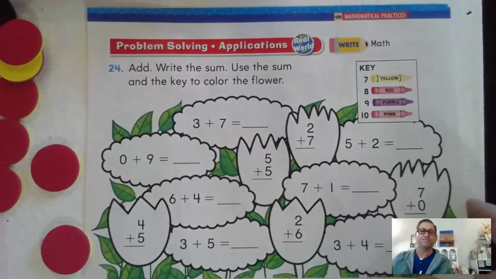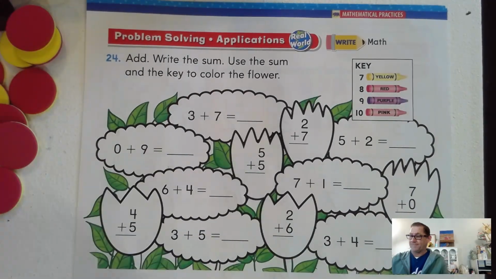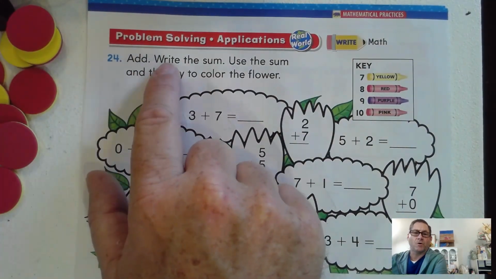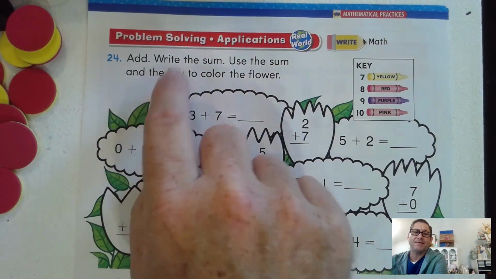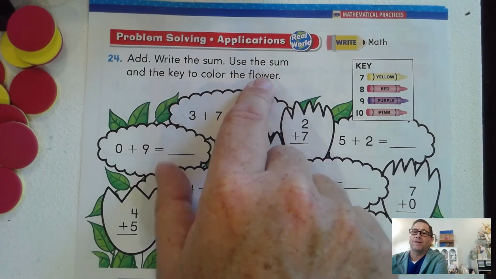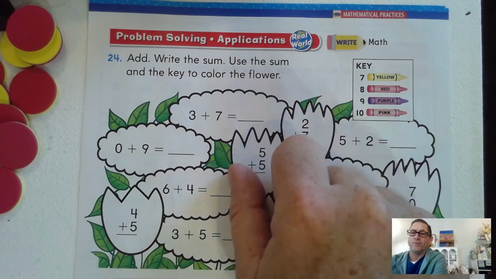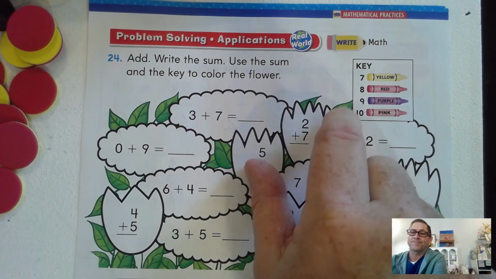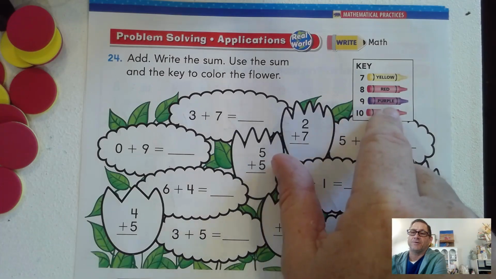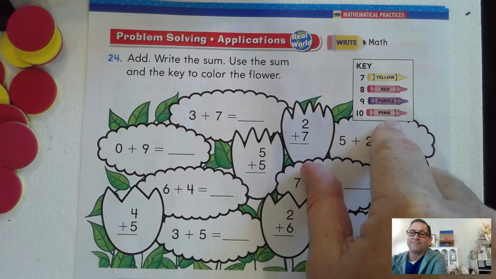All right, so here's where we need our color crayons or pencils, or even markers, I guess. We're going to write the sum, and then we're going to use the sum and the key to color the flower. So if our sum is 7, color the flower yellow. If our sum is 8, color the flower red. If our sum is 9, color the flower purple. If the sum is 10, color it pink.